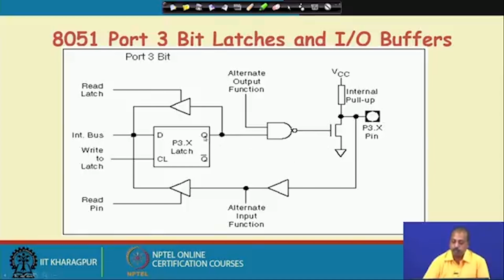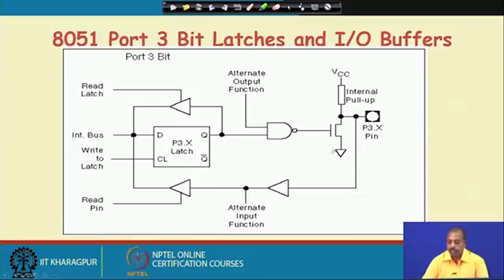As a result, this value will be at 1. So, if this Q output is 1, you can understand that this NAND gate output will be 0. So, this transistor will be off. As a result, this 1 value will be coming here and the LED will be on here. So, this way we can have this.